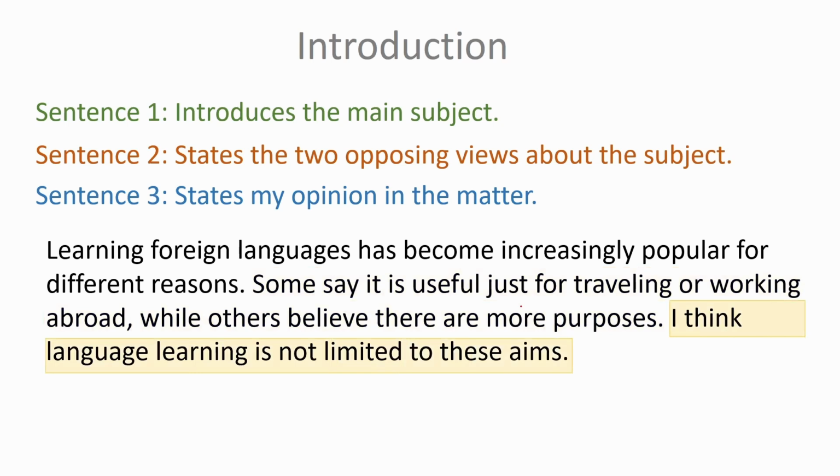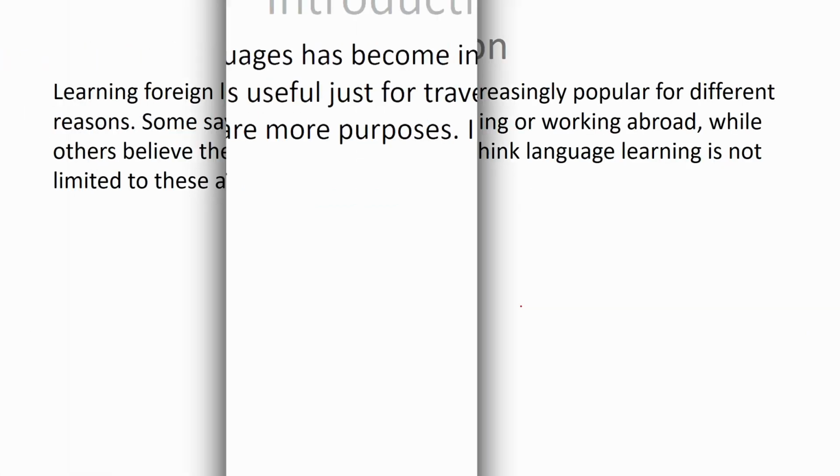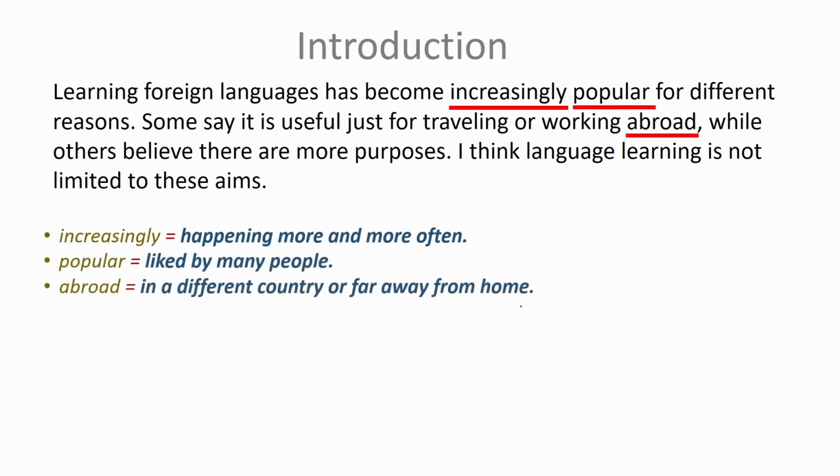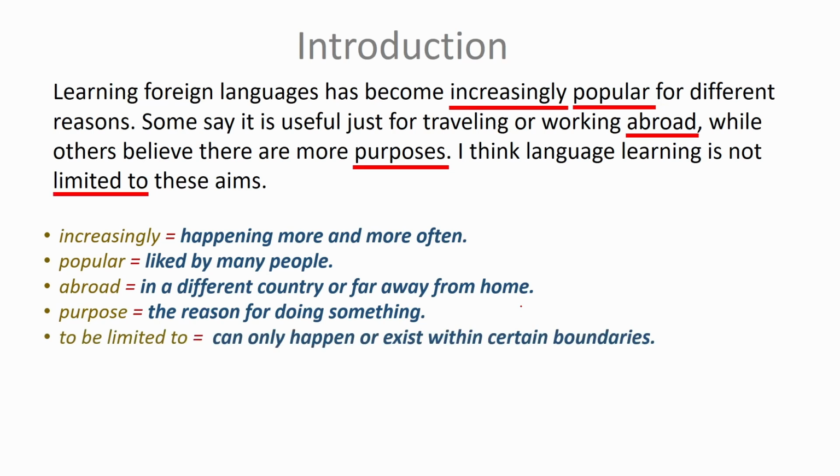I'm going to also mention and explain the useful vocabulary here. First, we have increasingly. It means happening more and more often. Popular, liked by many people. Abroad, in a different country or far away from home. Purpose, the reason for doing something. And be limited to means can only happen or exist within certain boundaries.